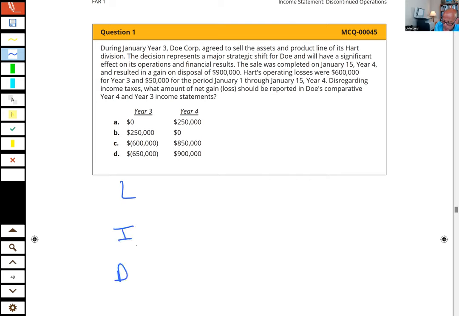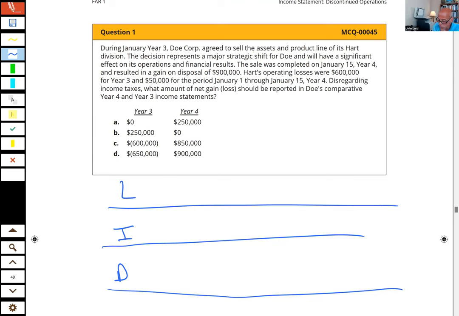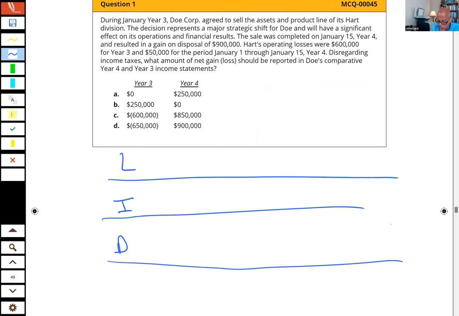We have a mnemonic, LID, that tells you the elements that would go into the discontinued operations. And then we have the flashcard that tells us that we take the amounts in the year in which they occur, and we take them net of tax. And remember I said you could get all the answers correct just from that first paragraph, okay? So they agreed to sell an asset of their heart division. The decision represents a major strategic shift and will have a significant effect on the operations. The sale was completed on January 15th, year four, and resulted in a gain on disposal of 900,000. Heart's operating losses were 600,000 for year three and 50,000 for the period January 1st through January 15th, year four, disregarding income taxes.